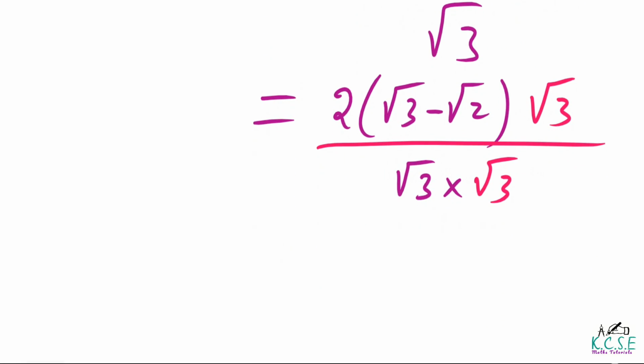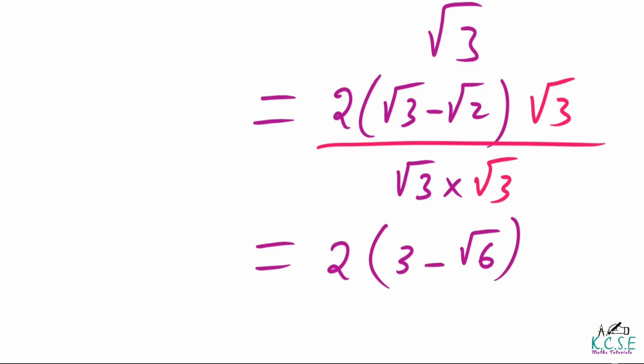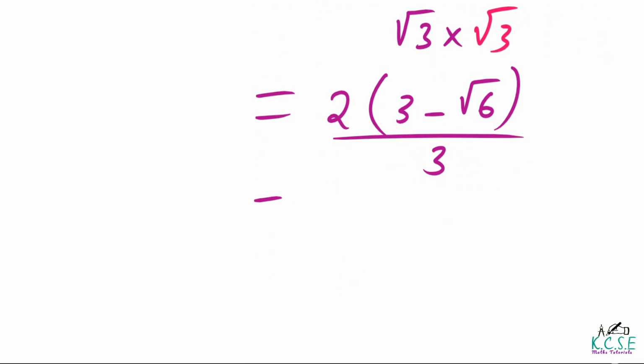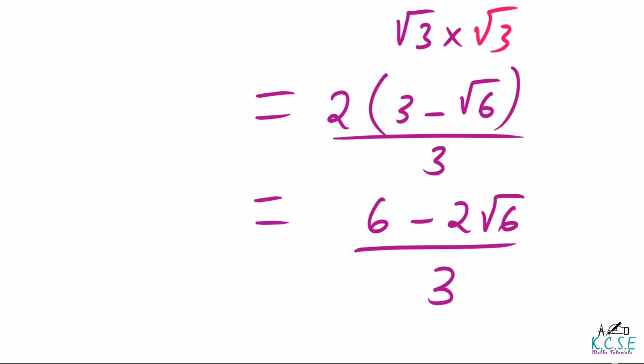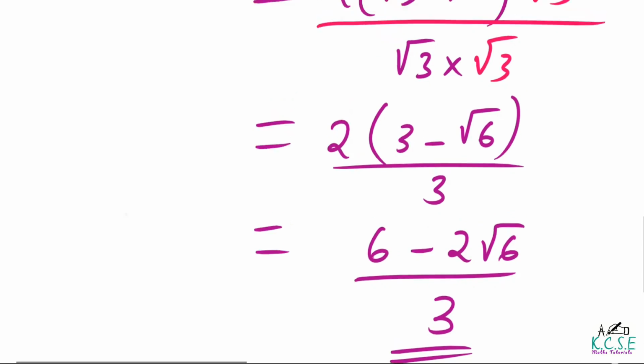When you multiply, this will give 2 times brackets root 9, which is 3, minus root 6, everything divided by 3, which you can continue and give as 6 minus 2 root 6, everything divided by 3. So that is how you're supposed to work out that question.